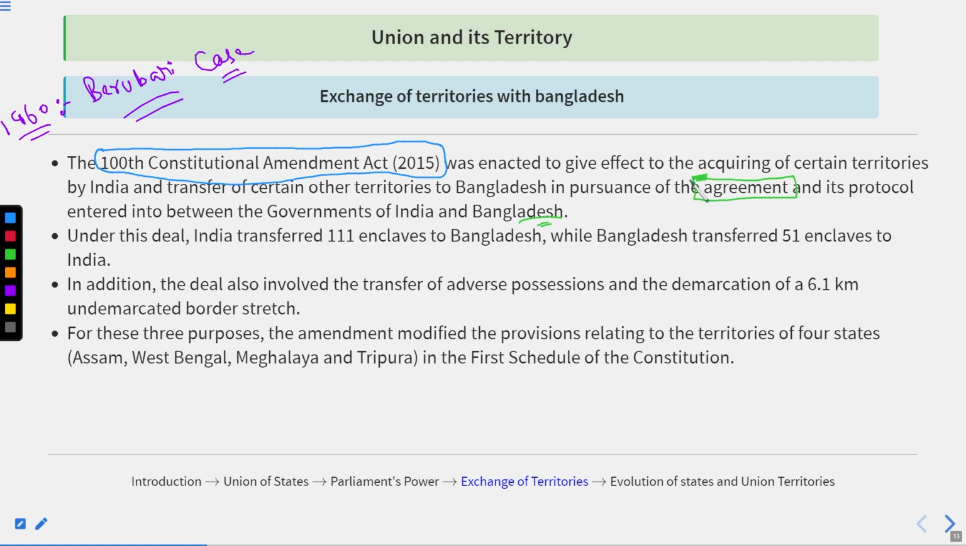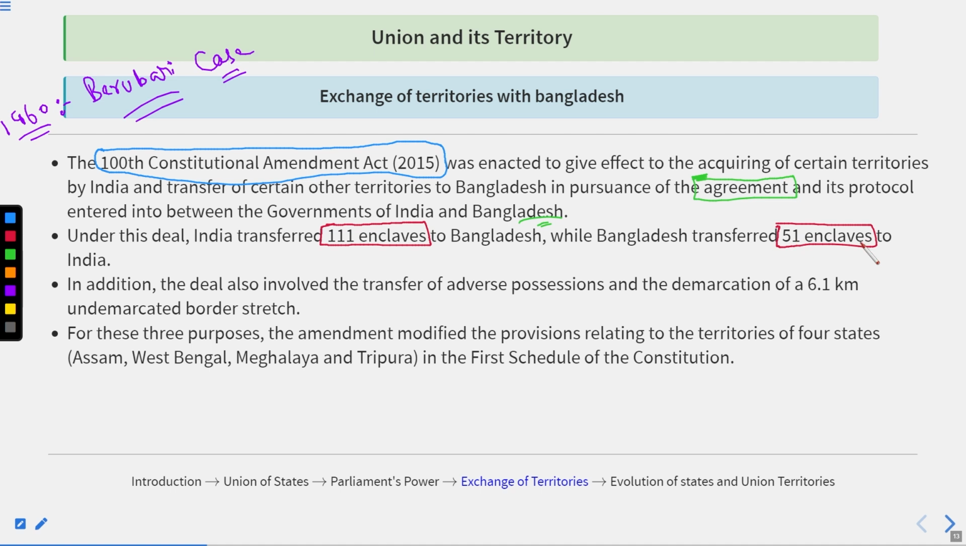Under this deal, how many enclaves did India transfer? India transferred 111 enclaves to Bangladesh, while Bangladesh transferred 51 enclaves to India. That's why it is called an exchange, not a single transfer. Because when we transferred the 111 enclaves, we received 51 enclaves.